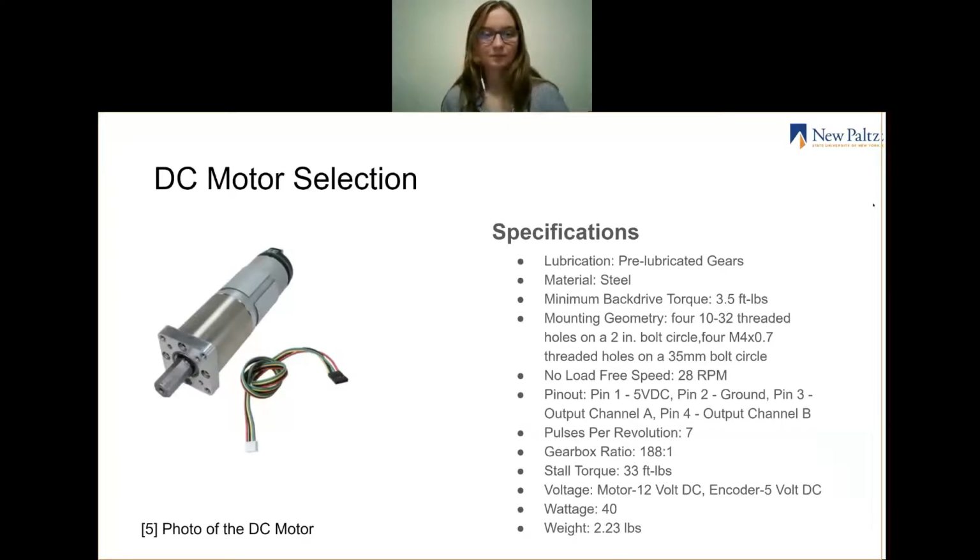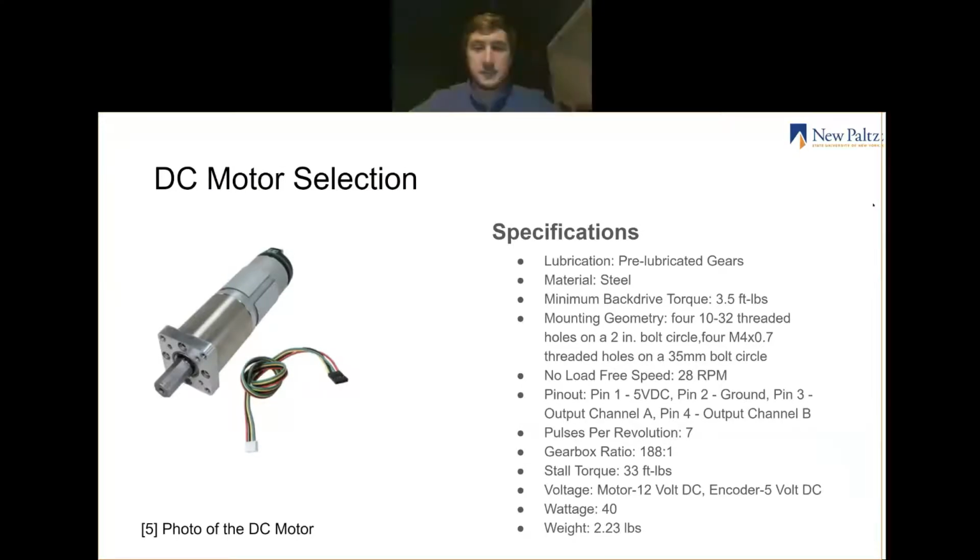As mentioned previously, we selected a DC motor, and some of the key specifications of this DC motor are the gear ratio of 188:1, the stall torque of 33 foot-pounds, and the 5-volt DC encoder. Another important feature of this DC motor is that it can be back-driven. This is important in the event that there is a failure in the system and manual pumping of the bag can occur until the issue is resolved.